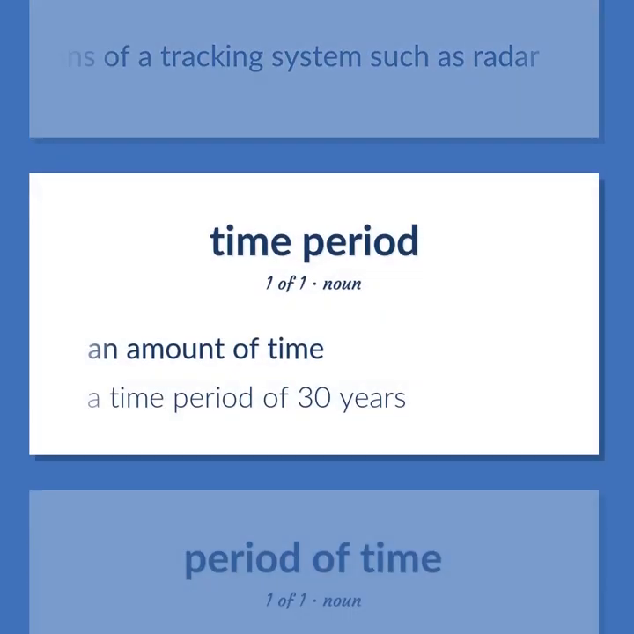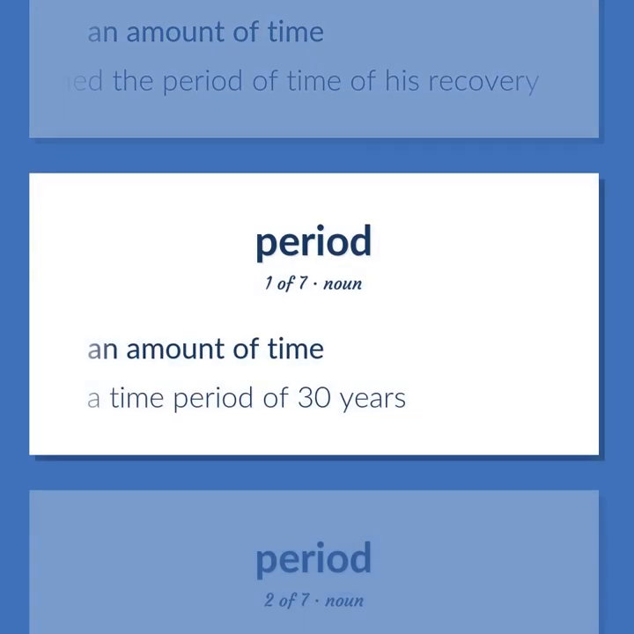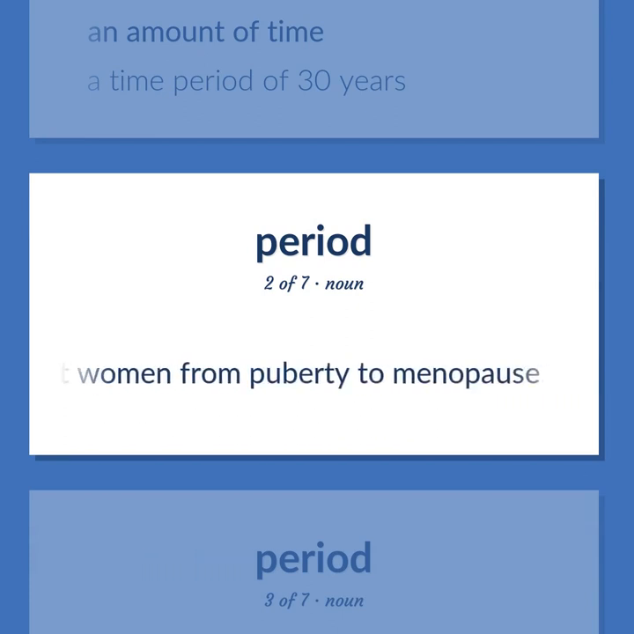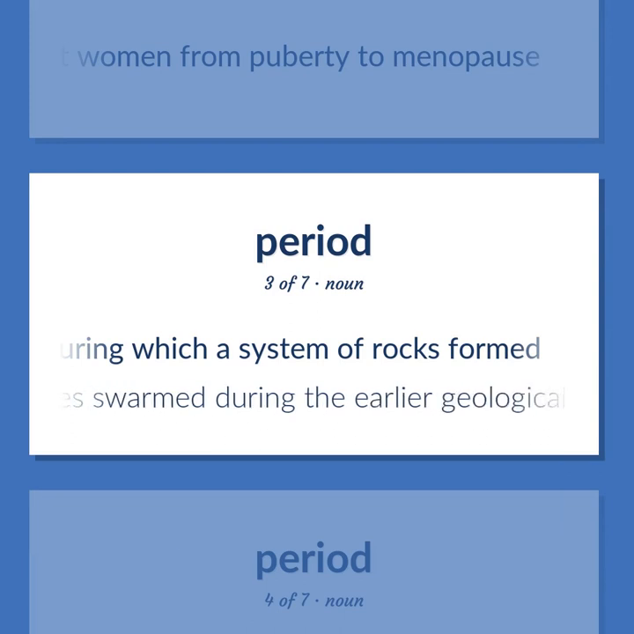An amount of time. A time period of 30 years. An amount of time. Hastened the period of time of his recovery. The monthly discharge of blood from the uterus of non-pregnant women from puberty to menopause. A unit of geological time during which a system of rocks formed. Ganoid fishes swarmed during the earlier geological periods.